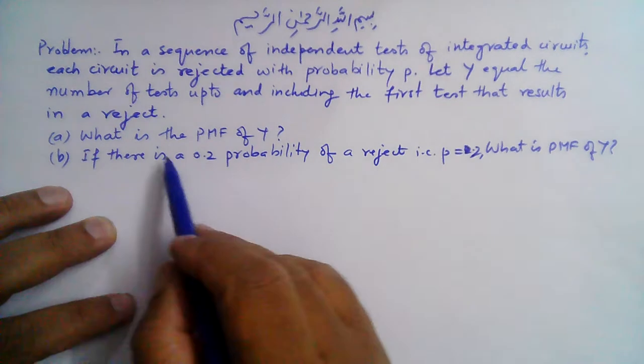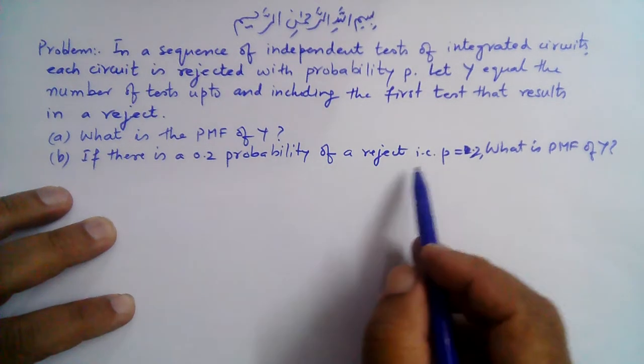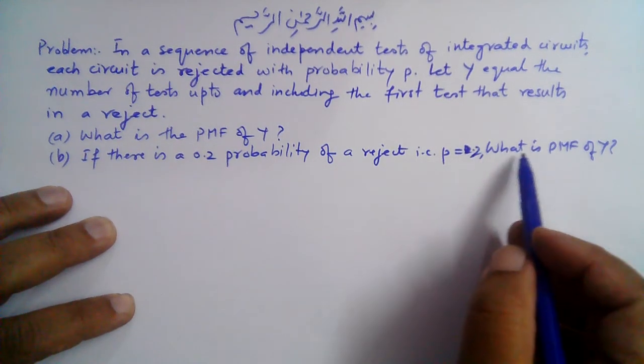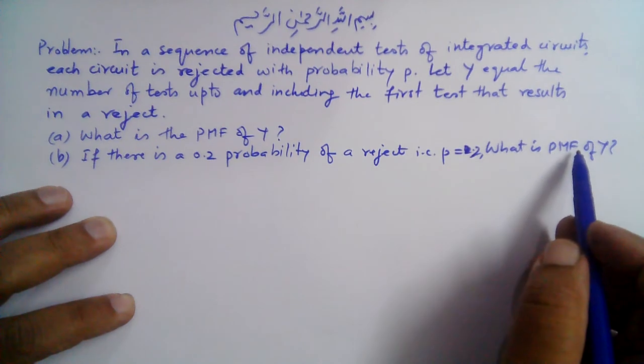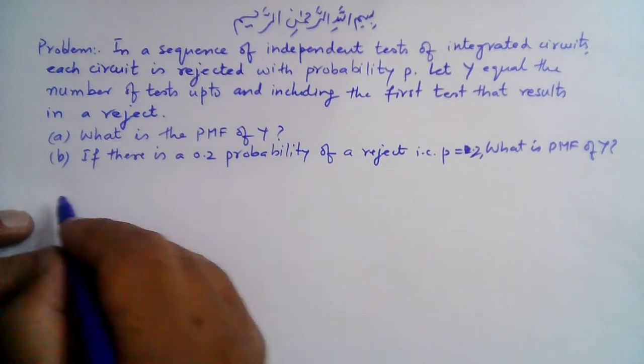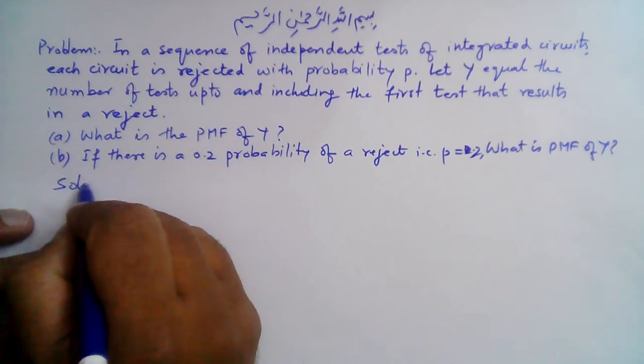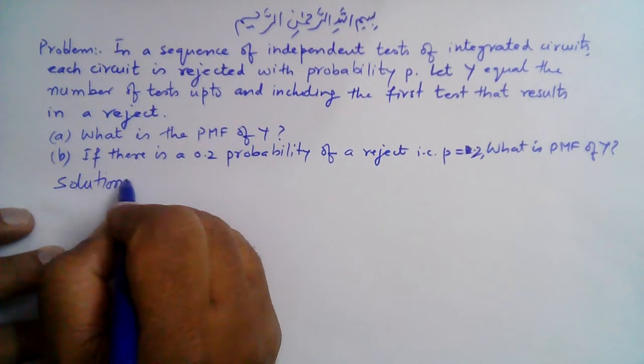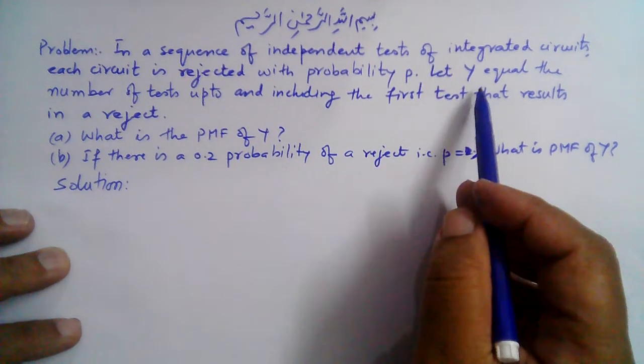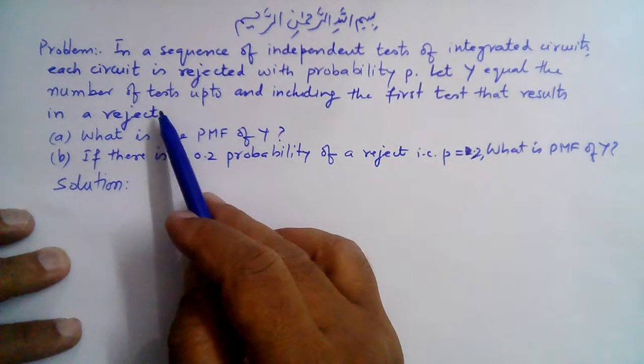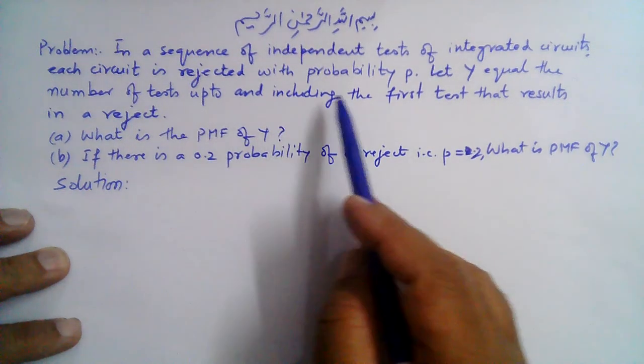Part B, if there is a 0.2 probability of a reject, that is P is equal to 0.2, what is the probability mass function of Y? So Y is a random variable which is the number of tests up to and including the first reject.